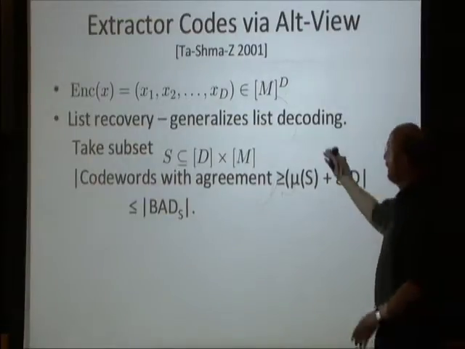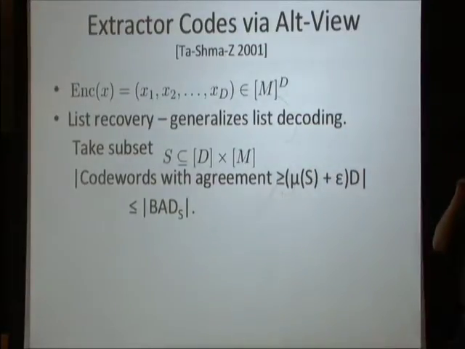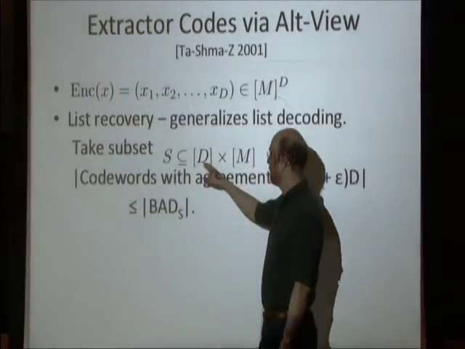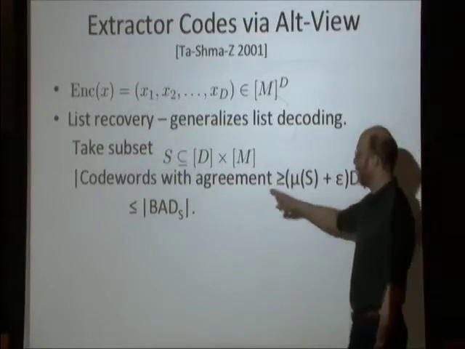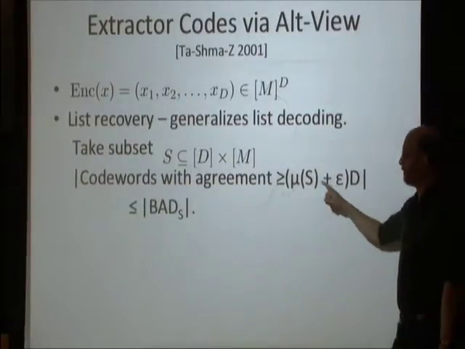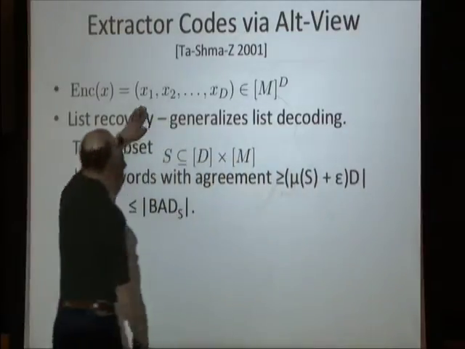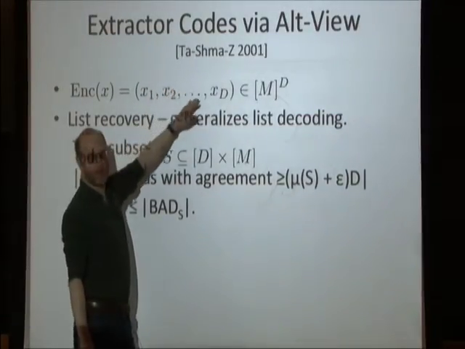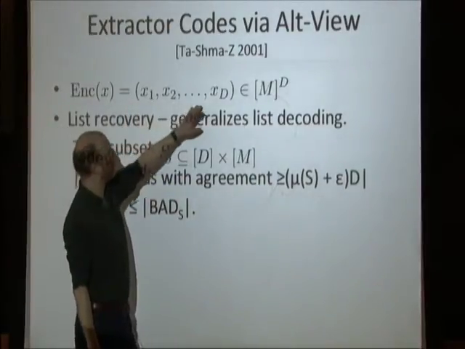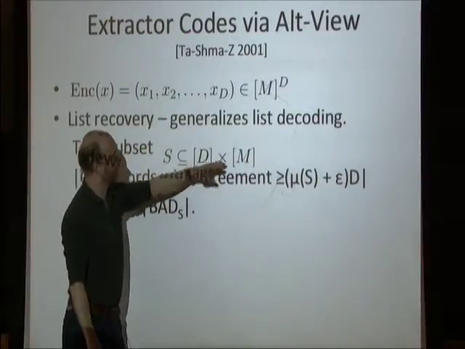It turns out that the notion that fits in with extractor codes is called list recovery, which is a generalization of list decoding. In this setup, we take some subset of D cross M, and we look for codewords that have a large agreement with respect to this subset. In traditional list decoding, we would just have one received word. We would just want to know whether x1 is a particular symbol, whether x2 is a particular symbol, whether x3 is a particular symbol, et cetera. That would be some subset of size d, the ordered pairs 1 something, 2 something, up to d something.